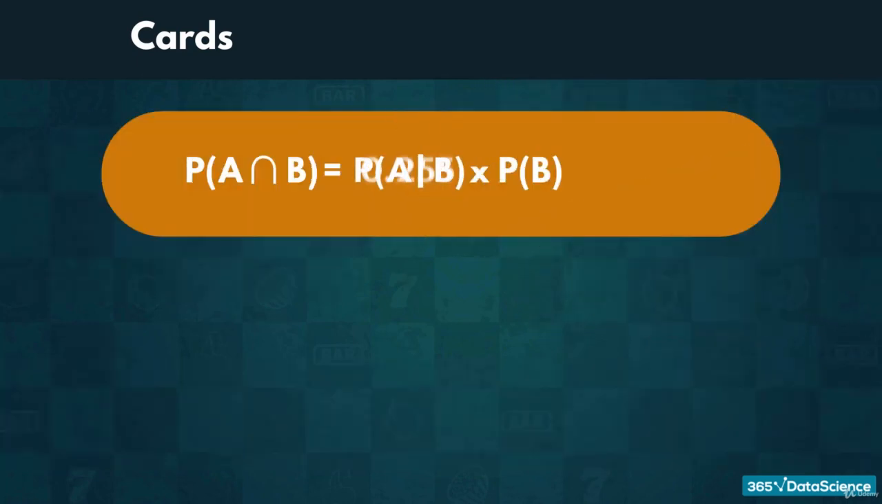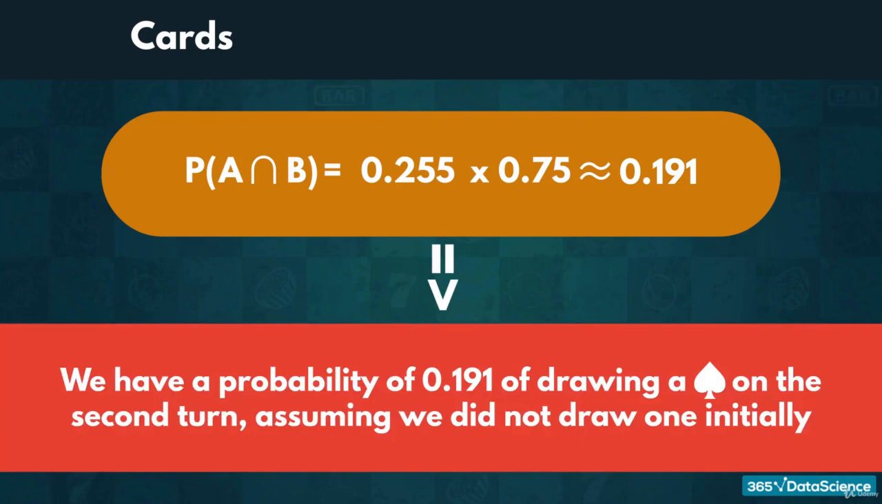We plug in 0.255 for P of A given B and 0.75 for P of B in the multiplication law formula to get a probability of close to 0.191 for the intersection of A and B. So we have a probability of 0.191 of drawing a spade on the second turn, assuming we did not draw one initially.